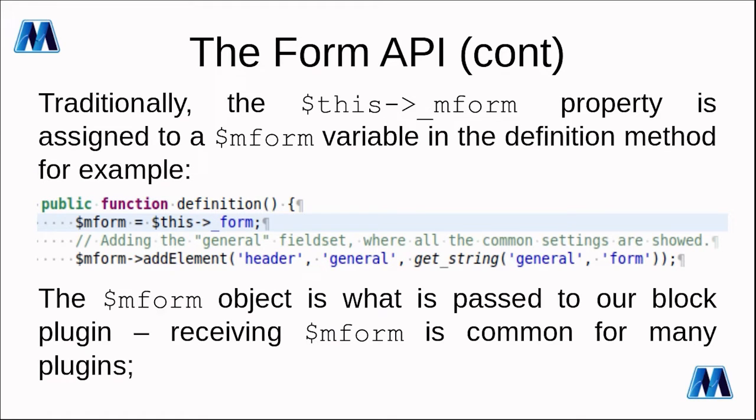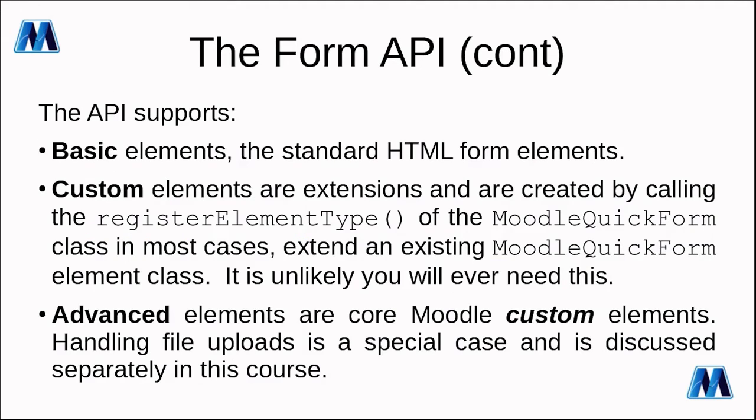And the $mform object is what is normally passed not only in the block plugin, but in several plugins where a plugin is adding fields to a configuration or settings form, you'll find that the $mform is passed into the function. So the API supports several different types of elements. So we've got the basic elements, which are the standard HTML form elements. Remember, the later HTML5 elements are not defined as standard HTML form elements because we're using an old library. There are some custom elements that kind of cover for that.